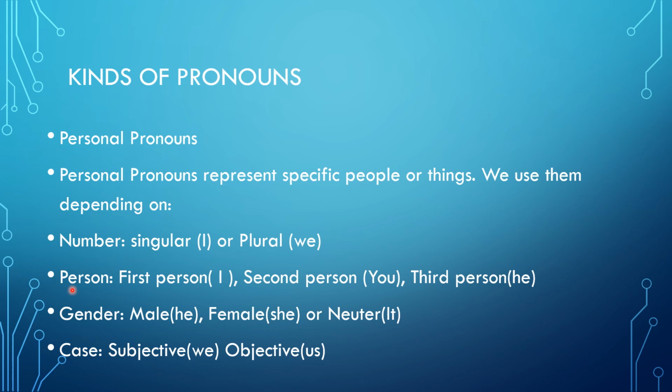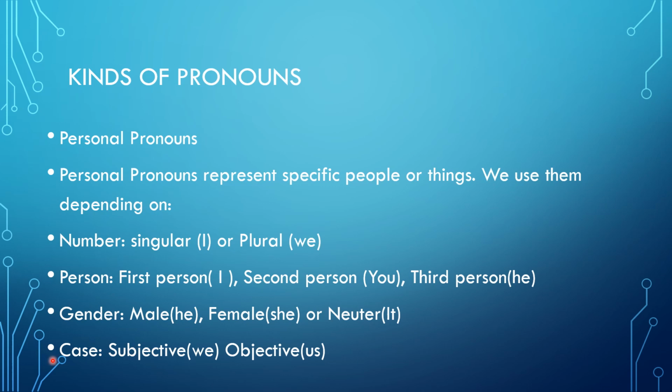Personal pronouns are also used depending on the person. So first person, second person, third person. So in the first person it is I, second person you, third person he. Personal pronouns are used depending upon gender. For male, you'll use he, female, she, neuter gender, it is it.